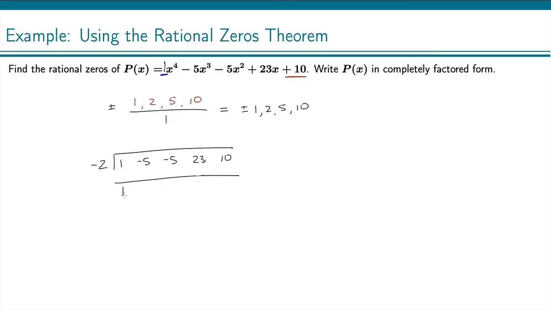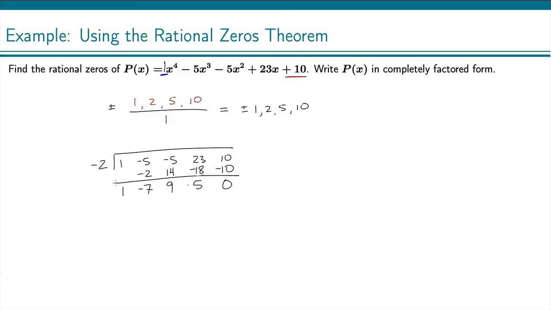So we bring the 1 down. 1 times -2 is -2. -5 plus -2 is -7. -7 times -2 is 14. -5 plus 14 is 9. -2 times 9 is -18. 23 plus -18 is 5. And 5 times -2 is -10. And we add those, we get 0. So -2 worked for us, and that's nice.